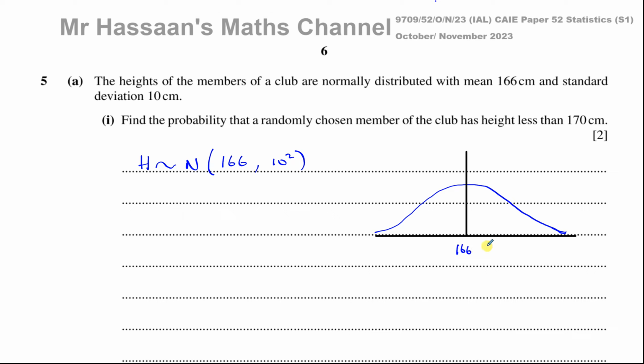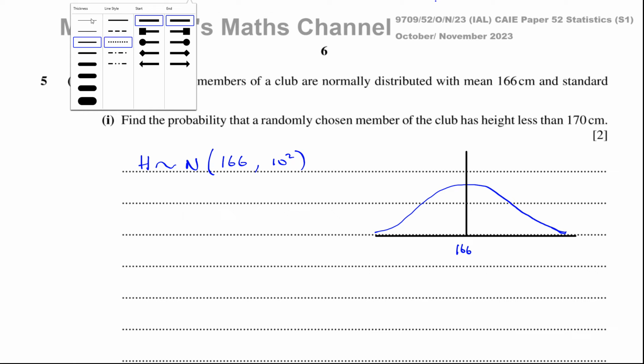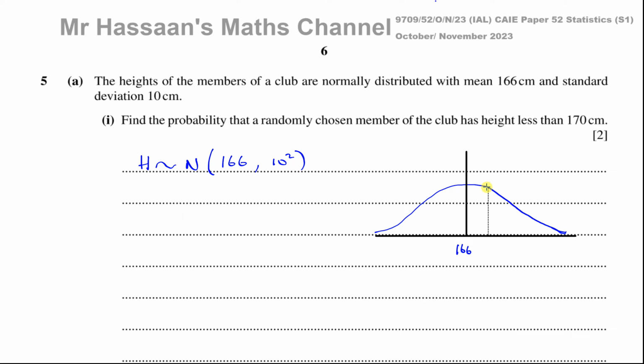We're trying to find the probability that a randomly chosen person has a height less than 170. So we've got to go to 170, which is slightly bigger than the mean. So somewhere over here would be 170. We have to find the probability that the person chosen has a height less than 170. So we need to find this area over here.